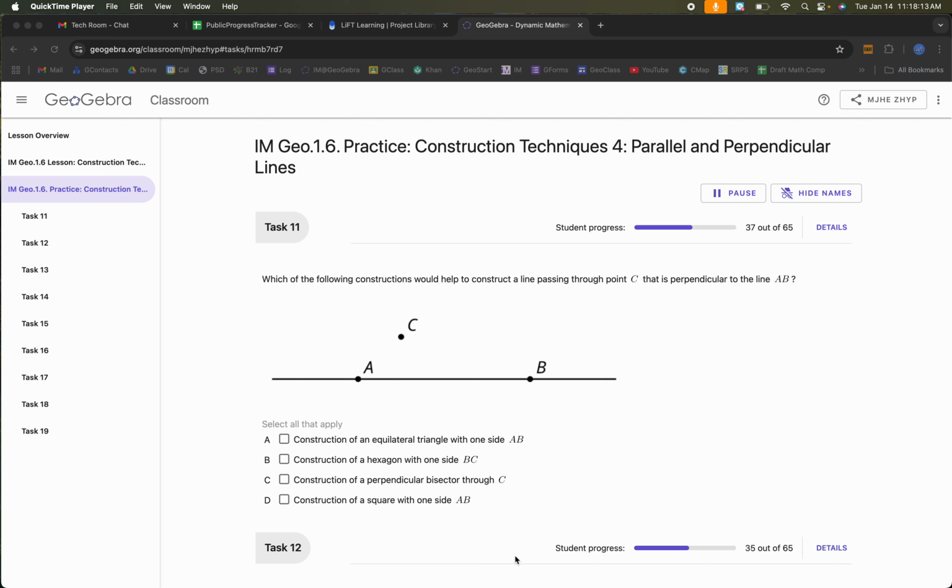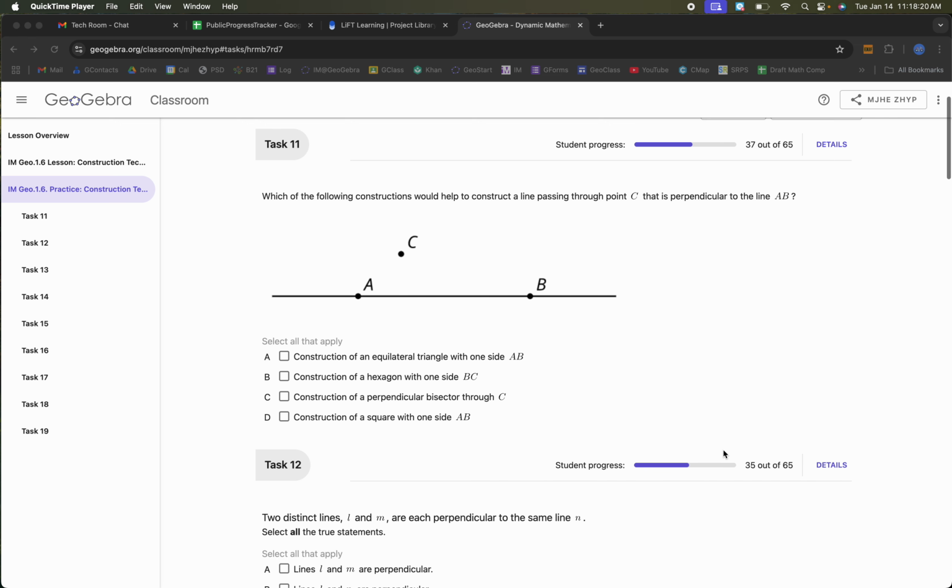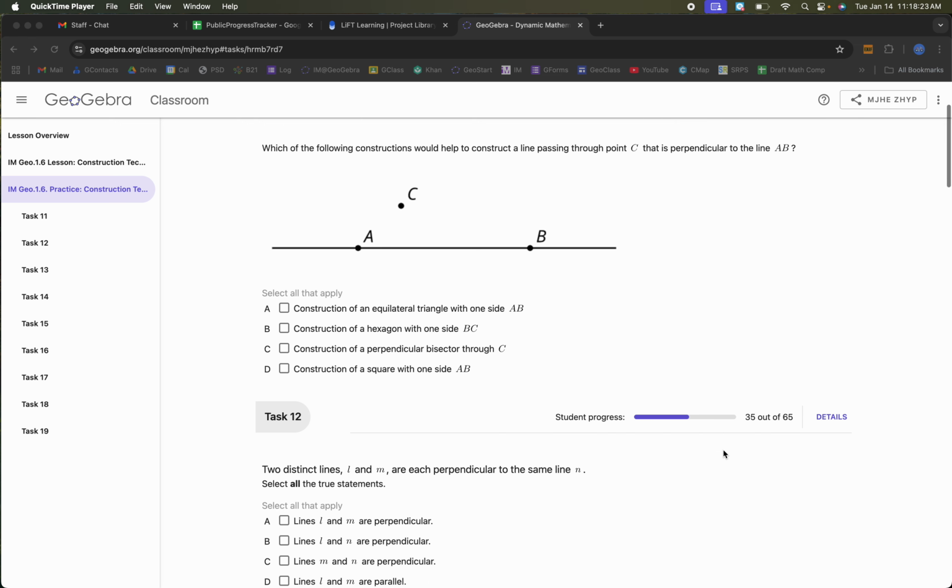This is the practice problems for 1.6. Here we go. Task number 11. Which of the following constructions would help to construct a line passing through point C that's perpendicular to the line AB? Now we know that the word perpendicular means intersecting at a right angle. So here's line AB. And perpendicular to that would be something going up and down. But we want it to go through point C.